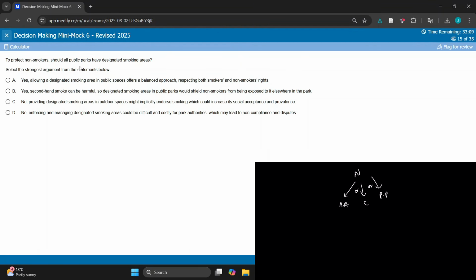Okay. Should all public schools have to protect non-smokers? Balanced approach, respecting rights. It's not about respecting rights, it's about protecting. Okay. Shield non-smokers from being exposed everywhere. Yeah, I think it's going to be this. I'm just going to quickly scan the others. Yeah, I don't think it's those.